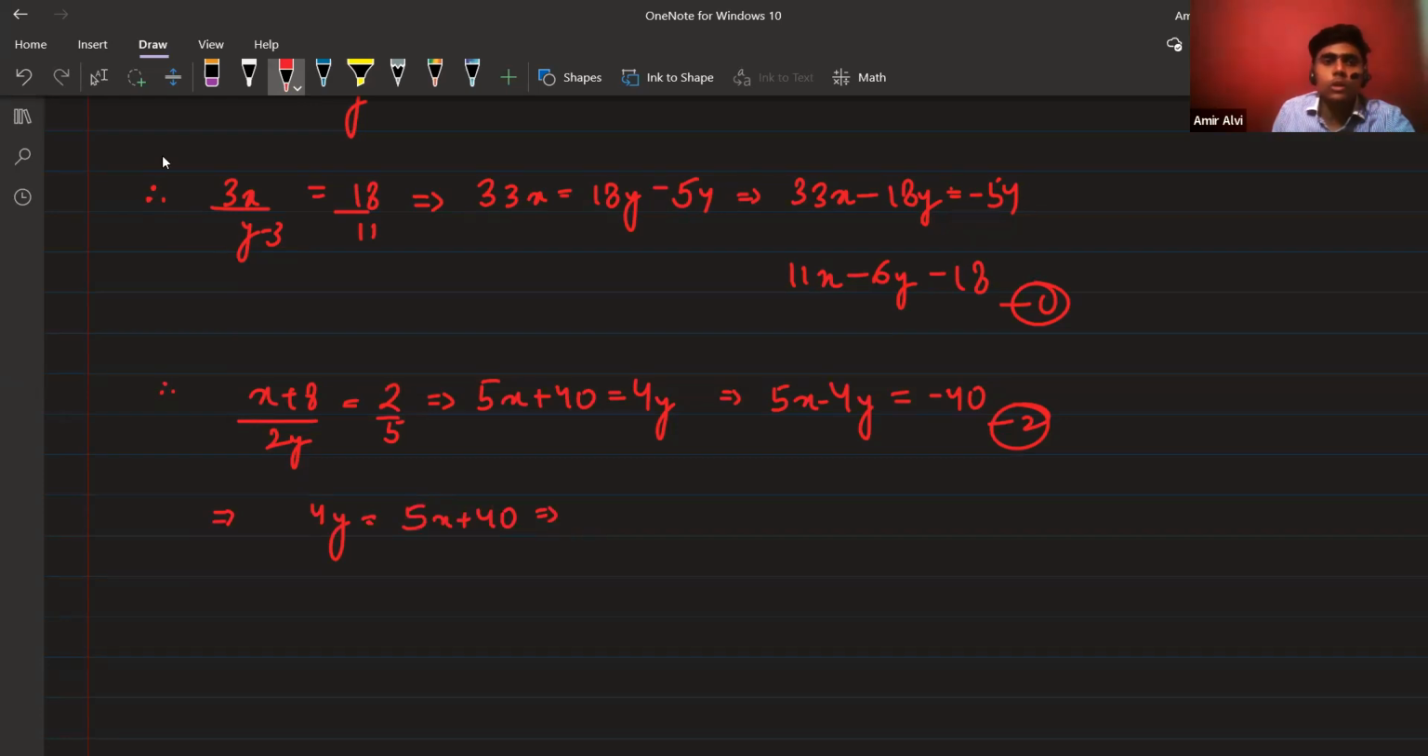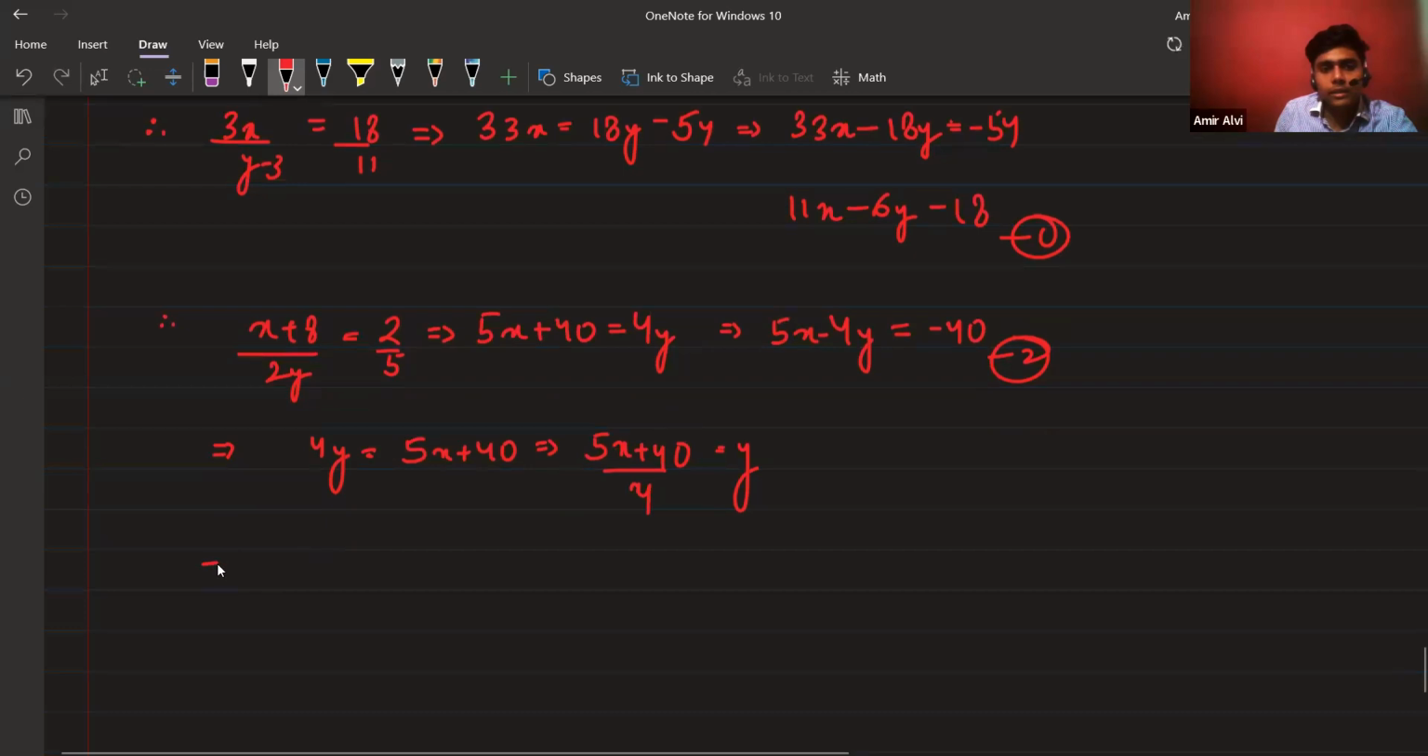y is equal to 5x plus 40 by 4. So we can do one thing as well. We can say that 5x by 4 plus 40 by 4 is equal to y. Okay. So let's put that thing in the y section. x minus 6 into (5x plus 40) divided by 4. Yes or no? Is equal to minus 18.